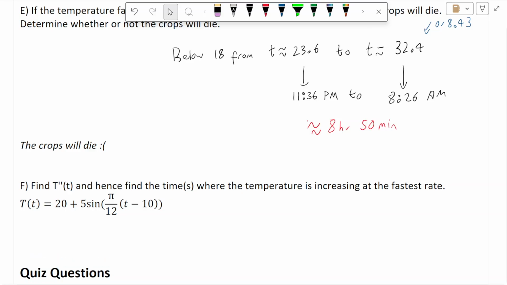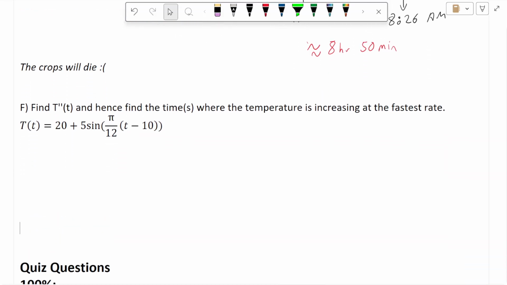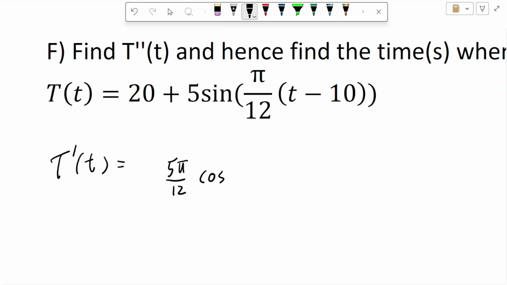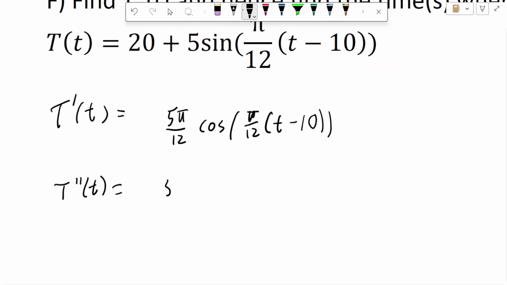Find t' and hence find the times where all that's happening. So there's the function itself. If we want to look at t', we essentially have to use the chain rule. A pi over 12 will come out the front, and the sine will go to cos. If we want t'', another pi over 12 is going to come out the front. So I'm going to get 5 pi squared over 144 now, sine of pi over 12, t take 10, and that'll also become minus.